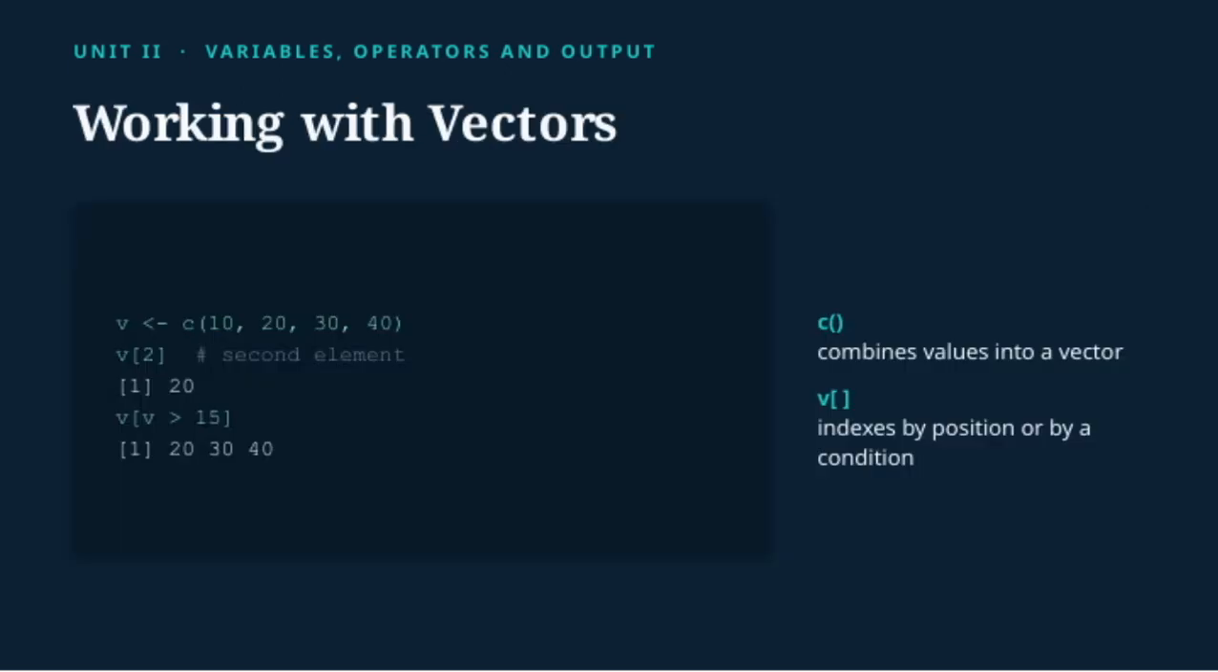Let's talk about vectors, a fundamental concept in this part of our journey. The function c combines individual values into a single vector, which is basically a list of elements. You can access these elements by their position, like the second item, or by a condition, such as all values greater than 15. This flexibility makes vectors powerful for storing and manipulating data efficiently. It's a key building block for everything we'll do next.